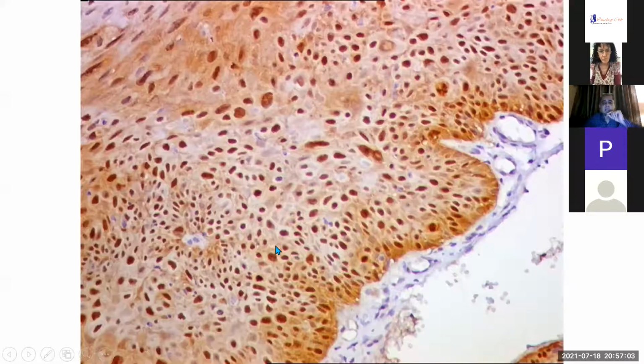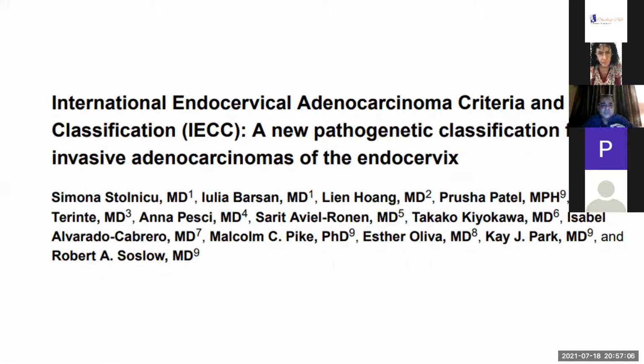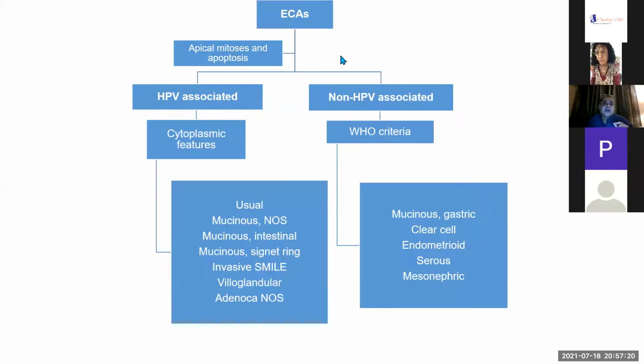Now, I want to highlight a couple of things in the recent WHO classification which have come up, and this is related to the IECC classification, which has been a paradigm shift in the diagnosis of endocervical adenocarcinomas. So what has the major shift been? It has been that the diagnosis of endocervical adenocarcinoma is now divided into HPV-associated and non-HPV-associated tumors. And the best part and the beauty of this classification is that the diagnosis is basically based on morphology.